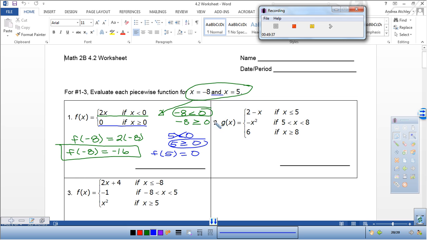Okay? So you do the same thing with this one. You're going to find out where the negative 8 goes for this, and where the 5 goes for these. Plug in the numbers to see which one it works with. Does that make sense? Okay.